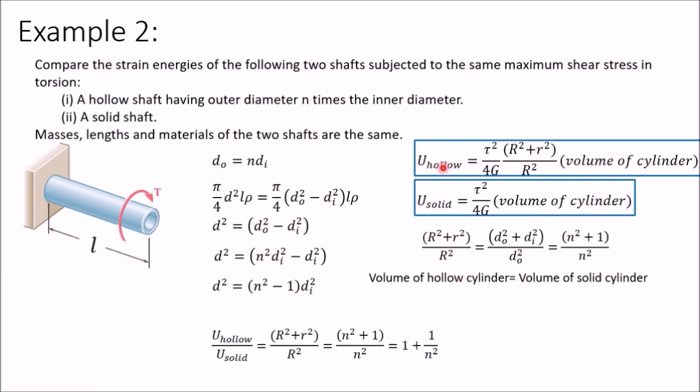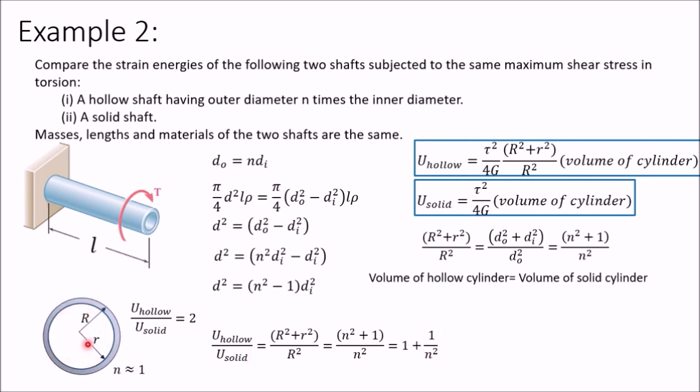So when you take ratio U hollow by U solid, you can see that maximum shear stress in hollow cylinder and solid cylinder both are same. So these two will get cancelled. 4G same material, so G is also same. So 4G will get cancelled. Volume of hollow cylinder and volume of solid cylinder both are same. So this will also get cancelled. So ratio of U hollow by U solid will be equal to this term only. So this term is r square plus r square divided by r square, n square plus 1 divided by n square, or 1 plus 1 by n square. This is for a hollow cylinder, hollow shaft.